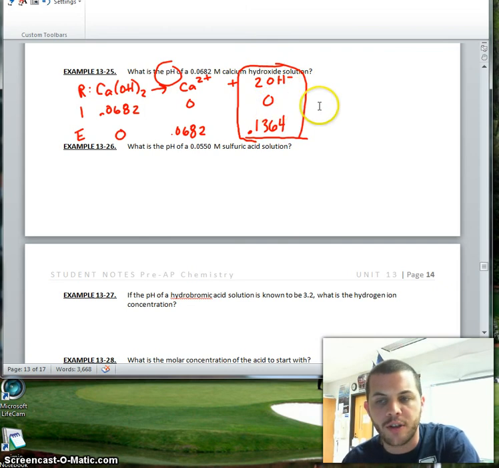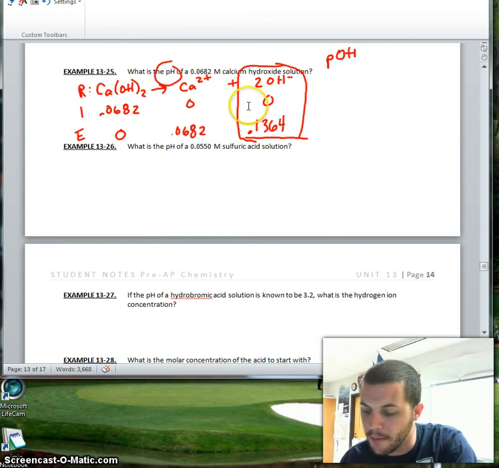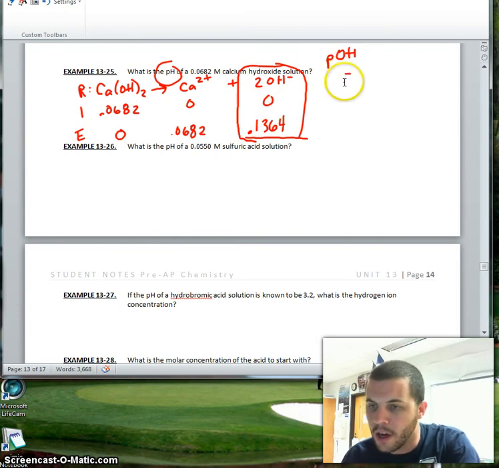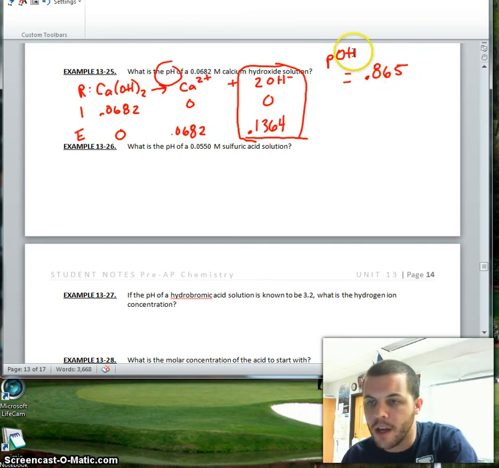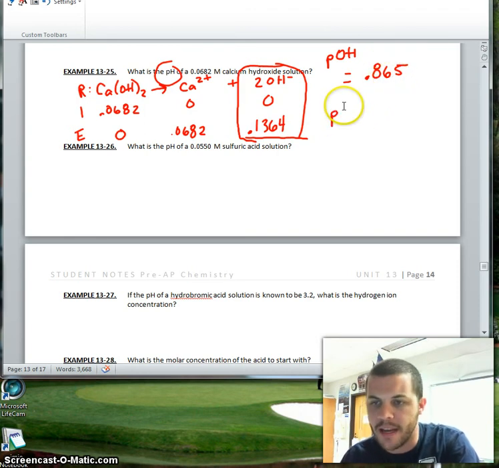And what I can do with the hydroxide ion concentration is find the pOH by taking the negative log of this number. Okay, when I take the negative log of that number, I get that the pOH equals 0.865. Well, if the pOH is 0.865, I can subtract this number from 14 to get my pH, and then my pH would equal 13.1.